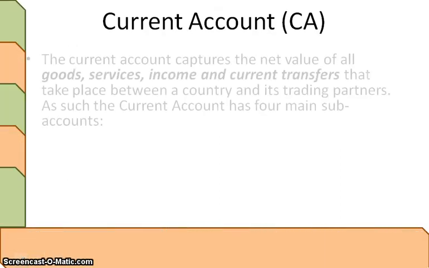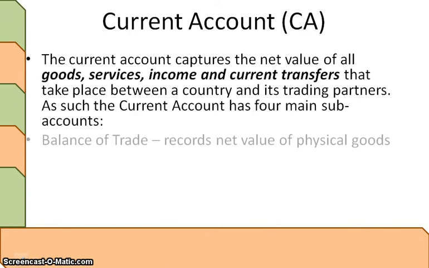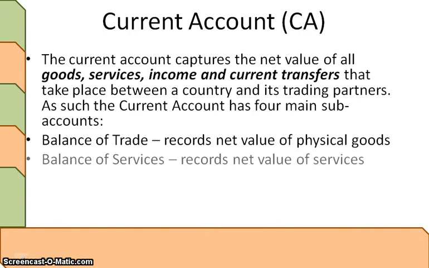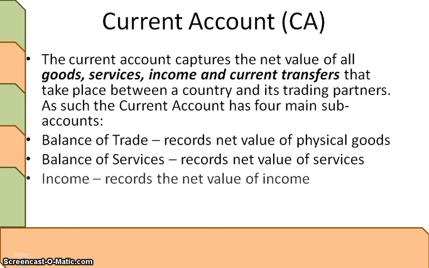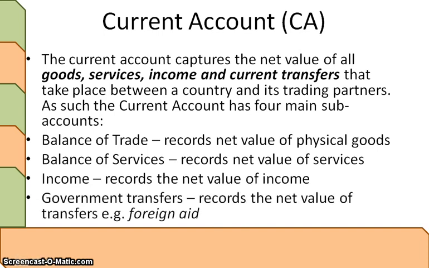Now let's go on to the current account. What the current account actually does is that it captures the net value, all right, of all goods, services, income, and current transfers that take place between a country and its trading partners. Therefore, because it looks at so many different issues, the current account is subdivided into a balance of trade that records the net value of the physical goods. All right, the balance of trade records the net value of the physical goods that we discussed here.